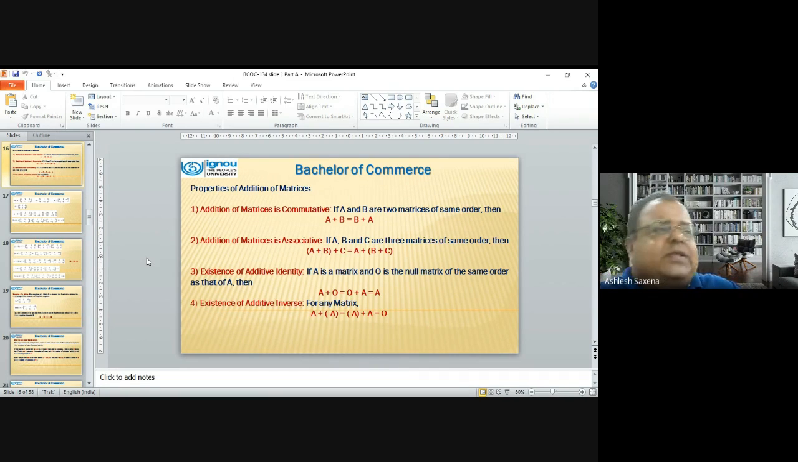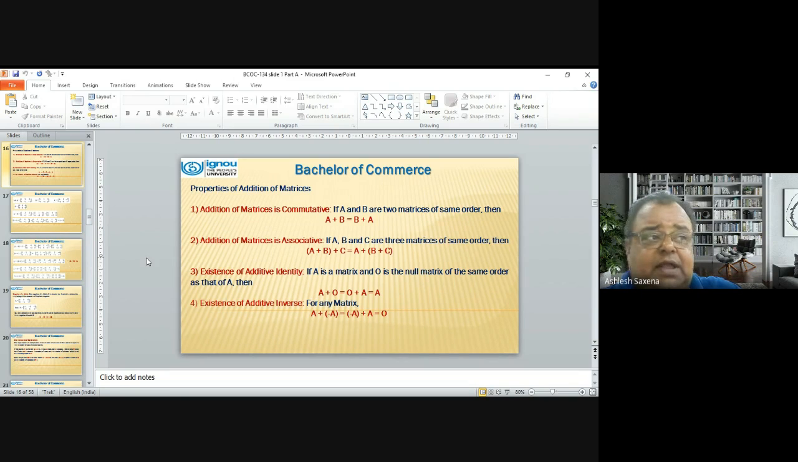Now, these are some of the properties of addition of matrices. Addition of matrices is commutative. That means if we are adding A plus B, it will be similar to B plus A. If we are reversing, the order will remain the same. Second one, addition of matrices is associative.